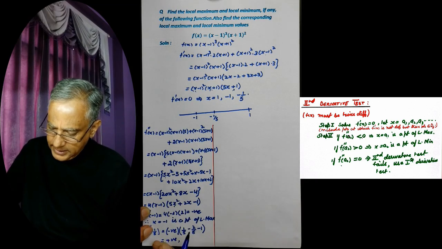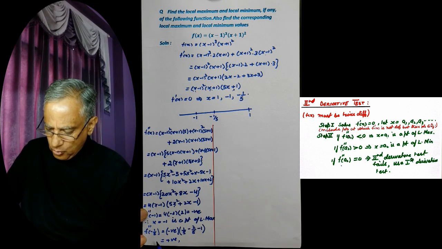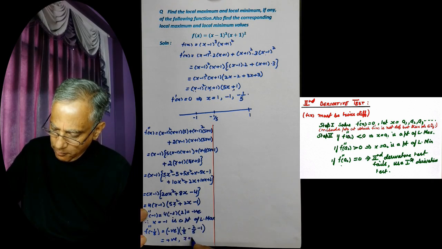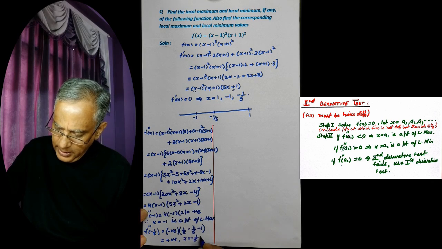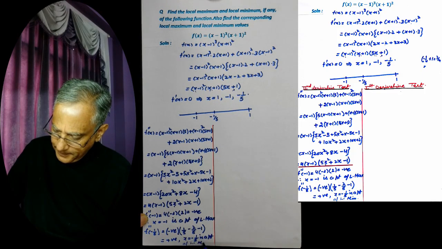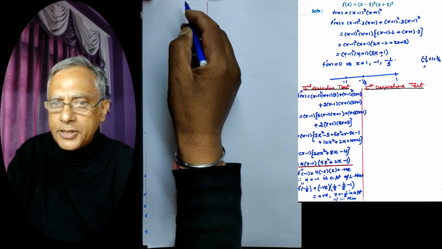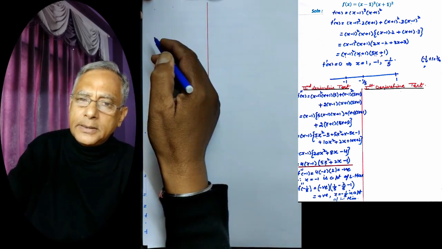Therefore x equal to minus 1 by 5 is a point of local minimum. Now for the previous sheet you can see the side sheet.